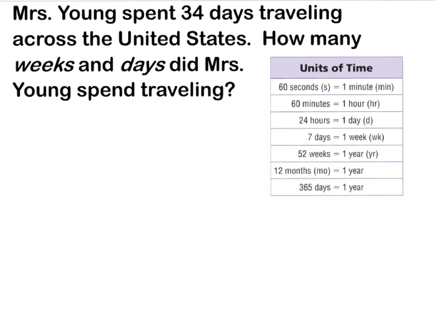For this question, you should have been paying attention to this section of your conversion chart. 7 days equals 1 week. Now, because we're converting days to weeks, we're going from a smaller unit to a larger unit. So we're going to divide. I want to divide 34 days by 7 days because I know 7 days equals 1 week.